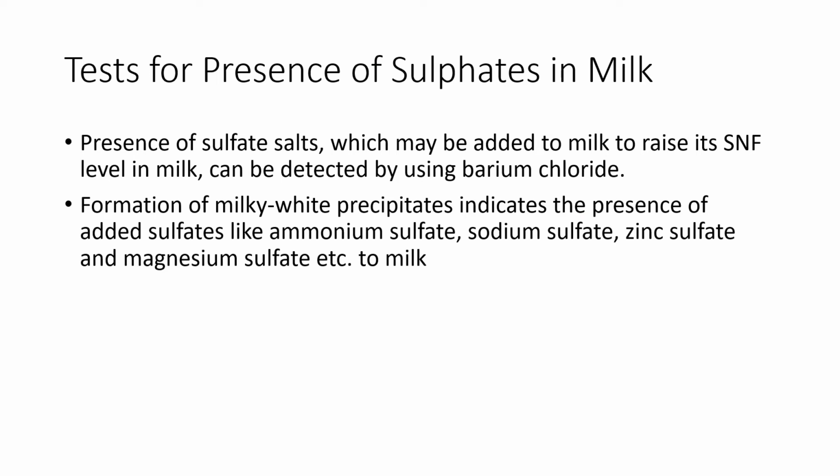And the next common one is they add sulfates to the milk also. Okay, so just remember, the reagent that we use is barium chloride. Just remember sulfates, barium chloride, and what is the final product? If a milk contains sulfates, it gives out milky white precipitates.